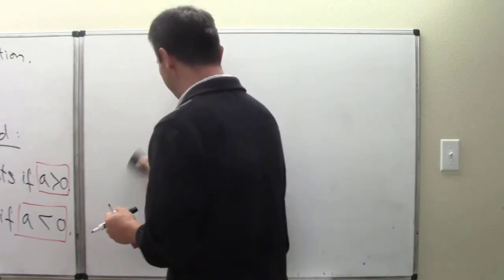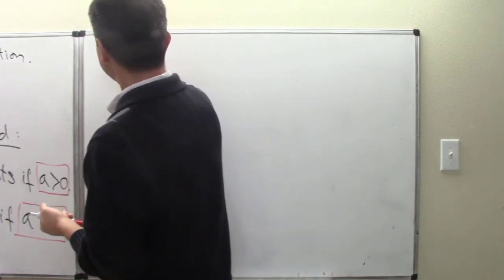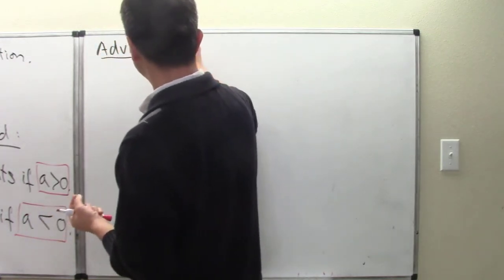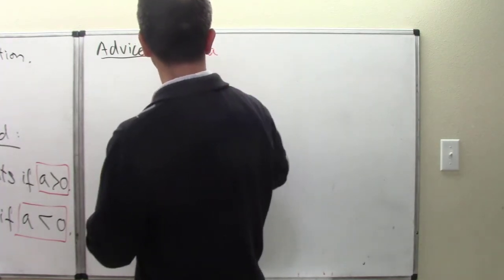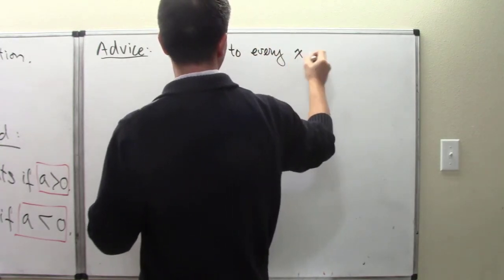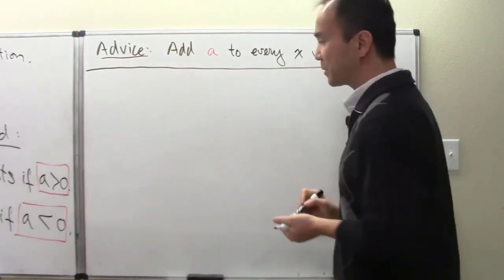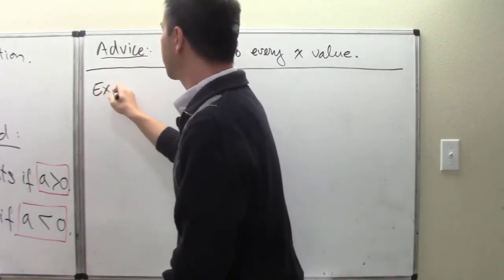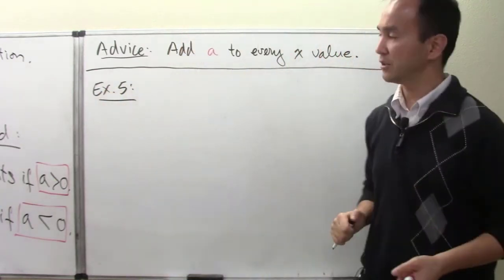Let me clear out this board right here. The advice I have, let me write down this advice and put it somewhere in the top corner right here: add a to every x value. Now after saving a little space of the board for keeping that, let's look at our next example in this current lecture, example 5.